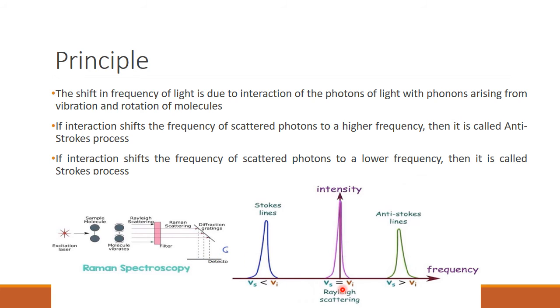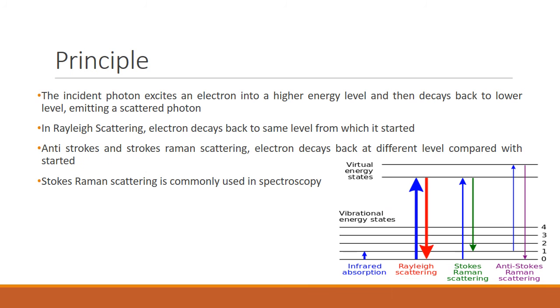Here you can see the difference between both cases. The intensity of Rayleigh scattering will be very high, and its frequency will be the same as the incident frequency. But if the scattered frequency is greater than the incident frequency, then it is called anti-Stokes, and the process is called the anti-Stokes process. If the scattered light has a frequency lesser than the incident frequency, then this spectrum is called the Stokes line, and the process is called the Stokes process. We will go into detail on how the Stokes process and the different scattering methods arise.